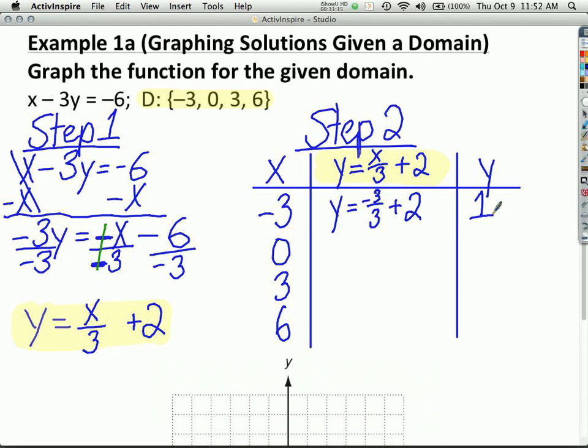Now do the 0. Y equals 0 divided by 3 plus 2. Simplify that. Give me a thumbs up when you got it. 1, 2, 3, 4, 5.